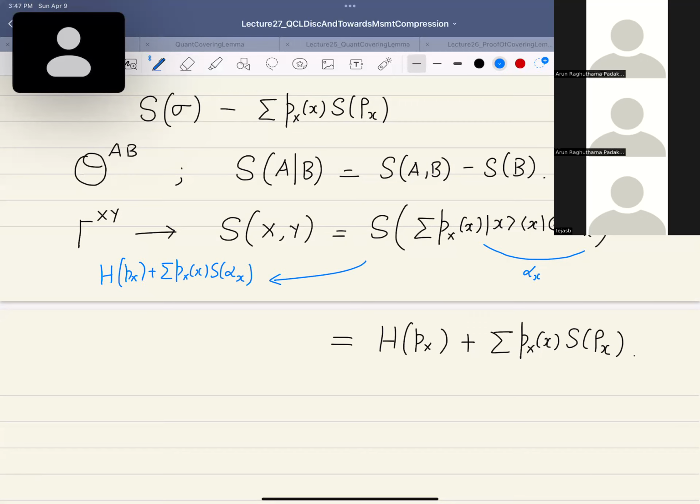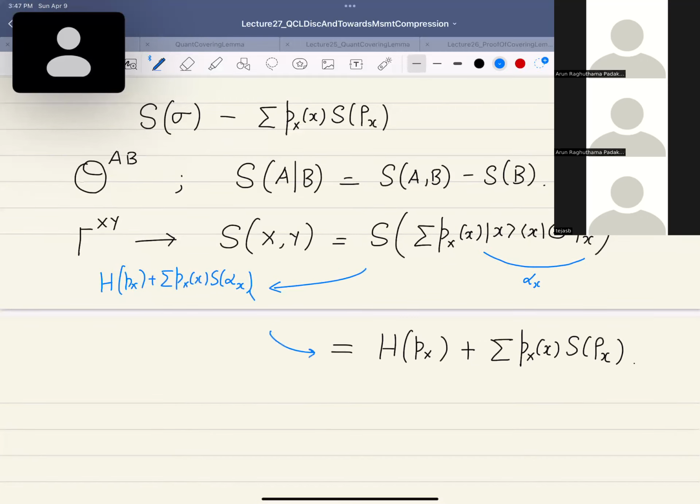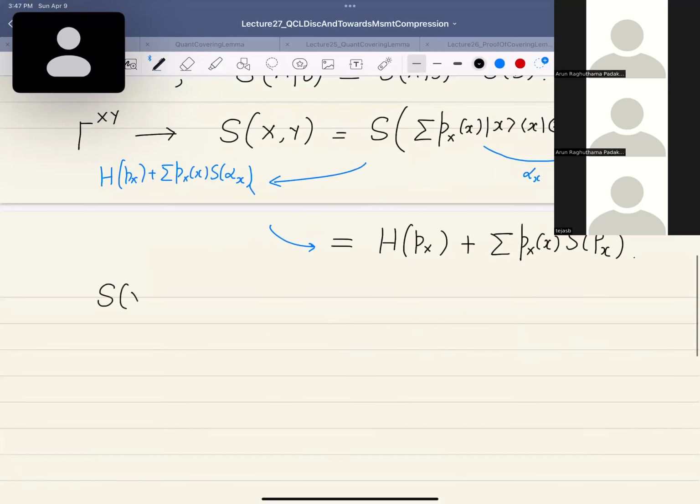Okay, so that is the same as this. So S of XY is the above quantity. What is S of X? S of X is H of P_X. S of Y is S of the summation of P_X(x) rho_x.